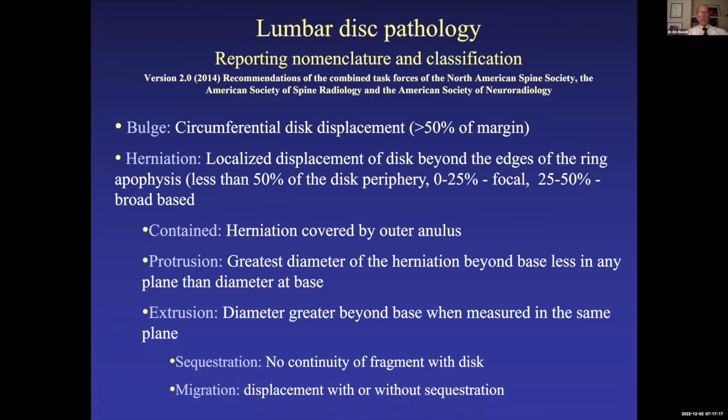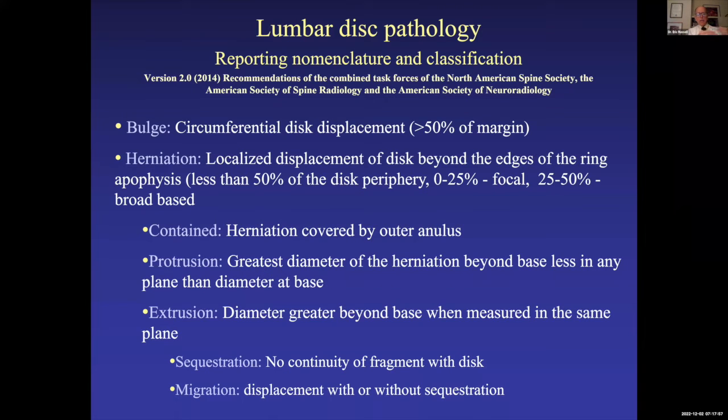Anything more focal is a herniation if there's a contour abnormality. A herniation is a localized displacement of the disc beyond the edges of the vertebral body, the ring apophysis. If it's less than 50% of the disc periphery, 0 to 25% would be a focal herniation, 25 to 50% would be broad-based herniation. If it's a herniation, there are various types. If it's contained in the annulus and doesn't come out, it's a contained herniation, or you might call it an intraannular herniation. A protrusion extends beyond the edge of the annulus.